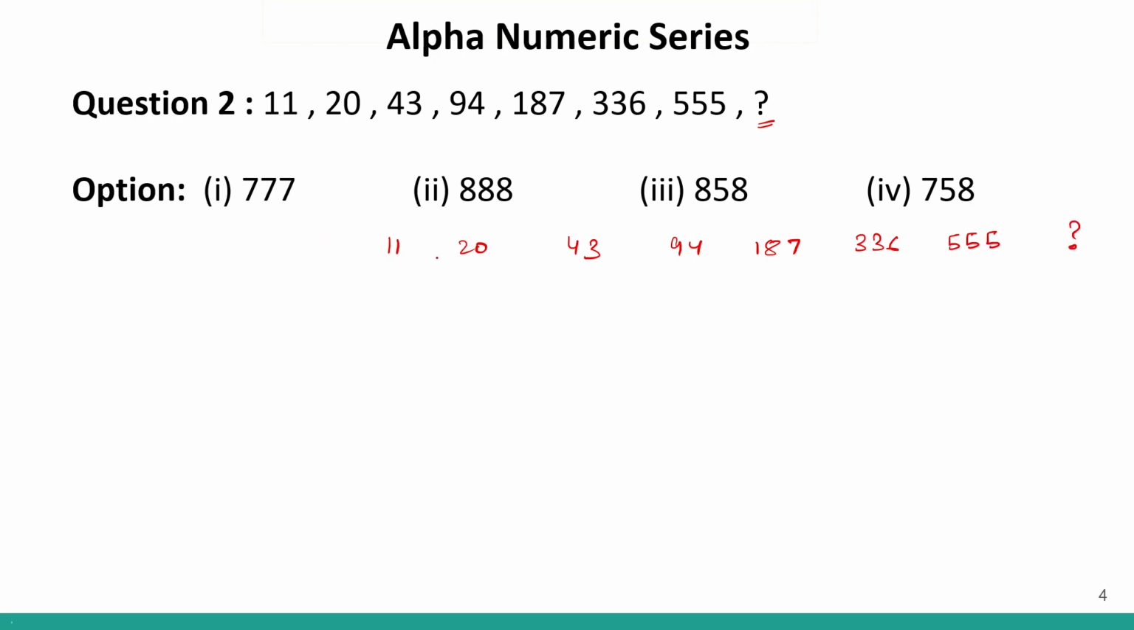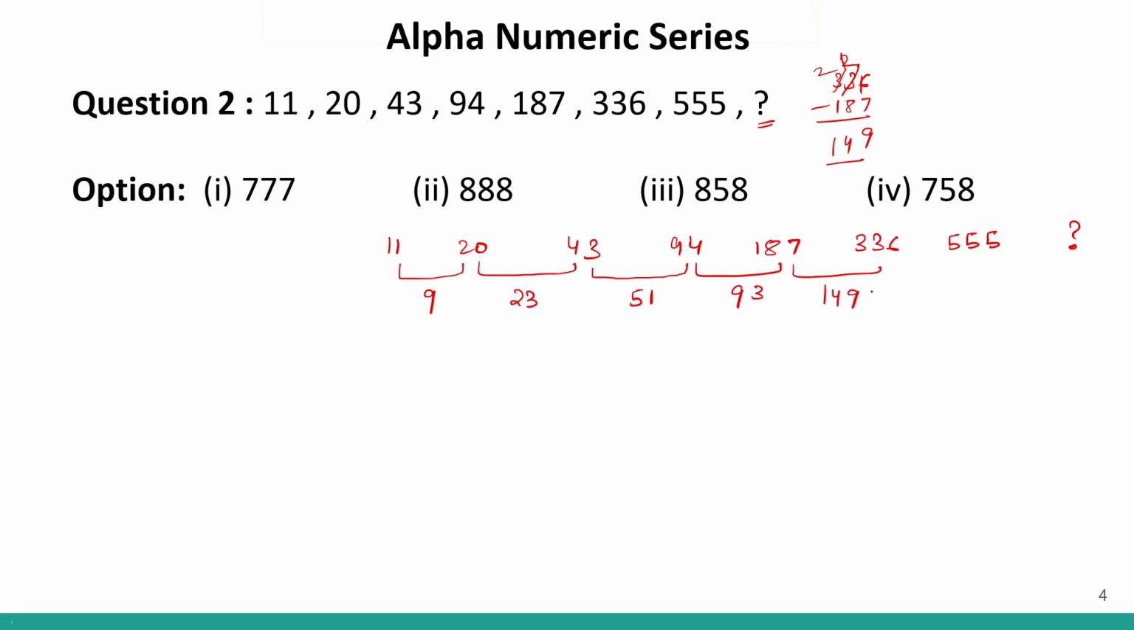The difference between 11 and 20 is 9, correct? Similarly, over here the difference is 23, correct? Over here the difference is 51, correct? Then over here the difference is 93, correct? Then 336 minus 187: the difference over here is 149.